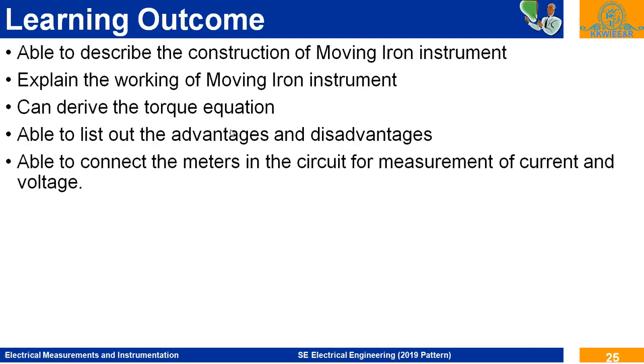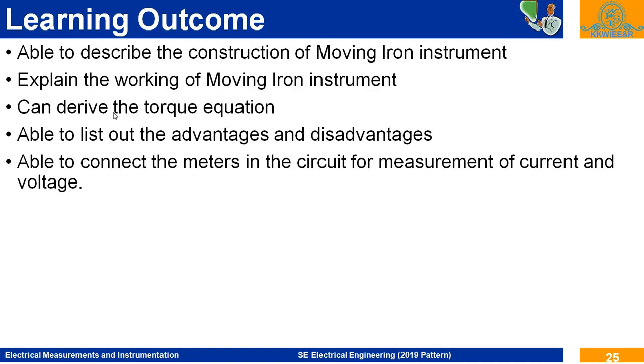After studying this instrument, first we saw the basic operation, then classification, construction of attraction type and repulsion type instrument, the working of attraction type and repulsion type instrument, then shape of scale, errors, advantages and disadvantages. So now the learning outcome of this moving iron instrument: you can describe the construction of moving iron instrument.